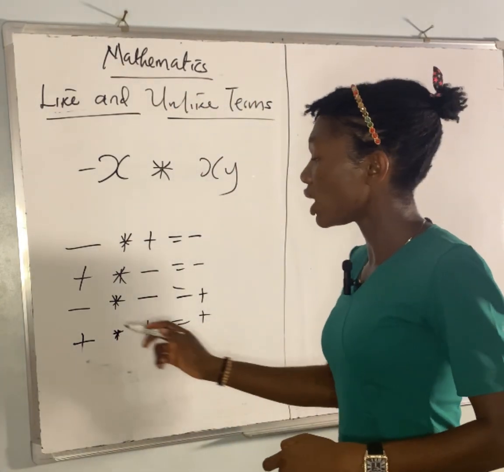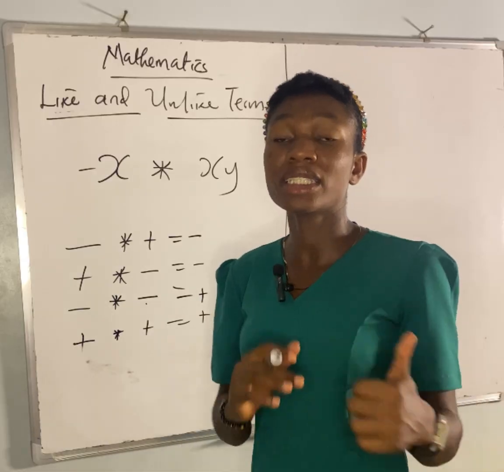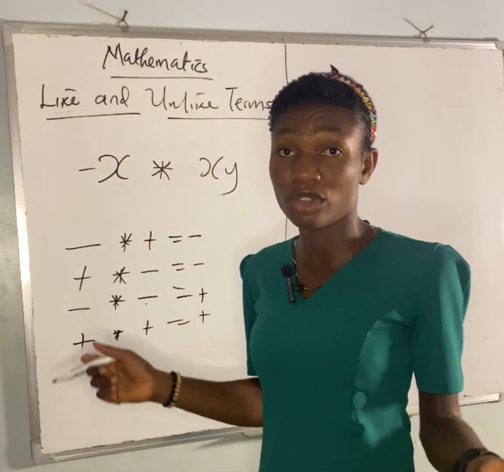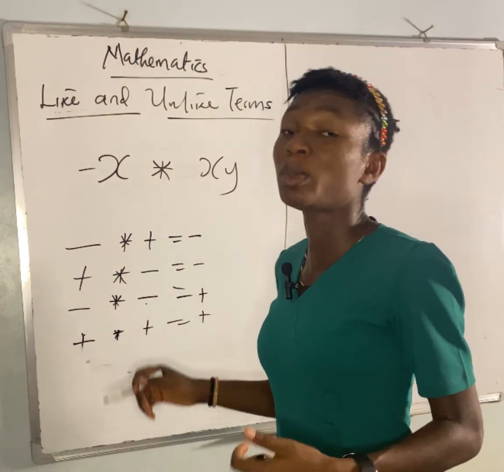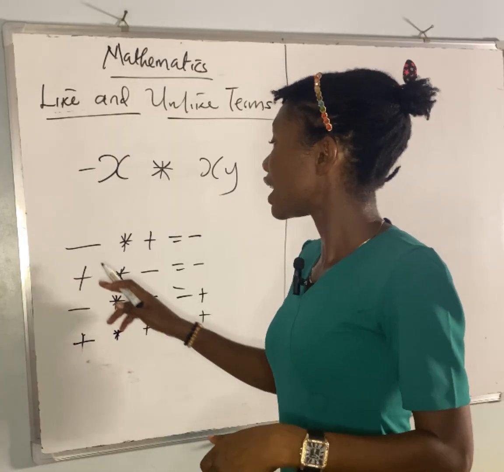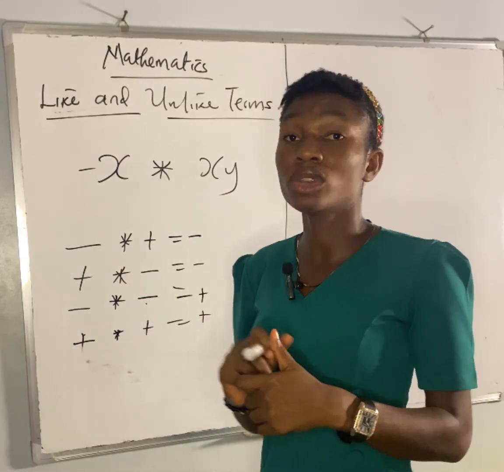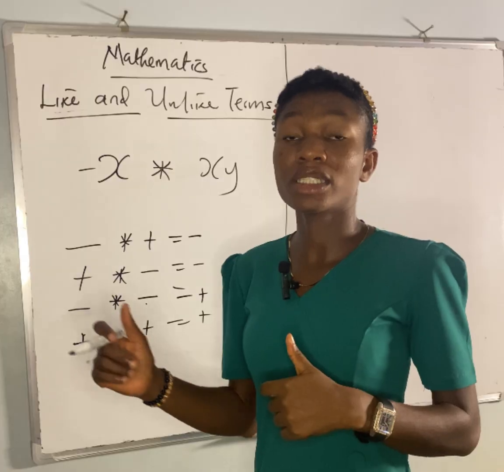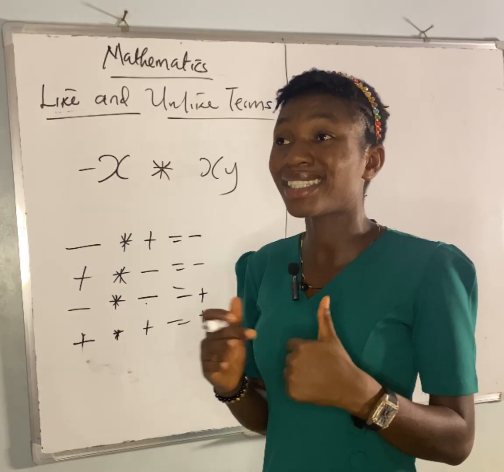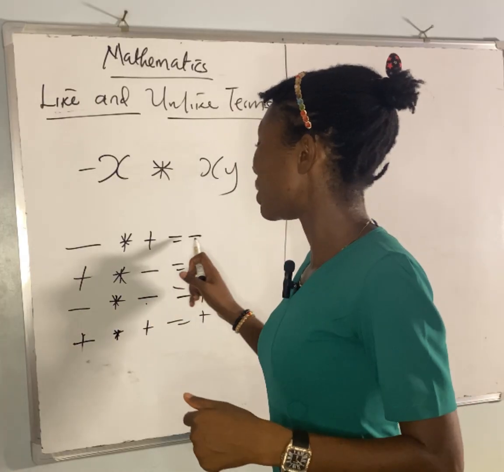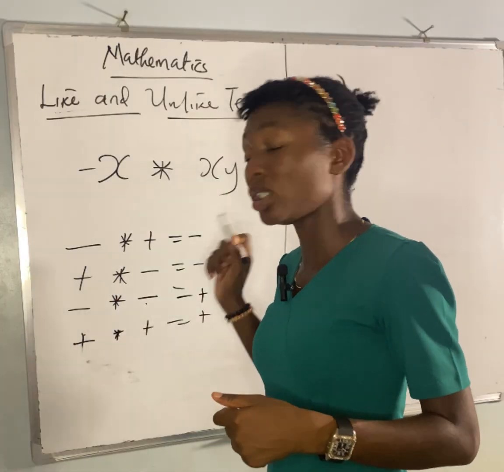So like I said, you have the same variable, negative, negative, multiplying themselves, you have a positive result. Positive, positive, multiplying themselves, you have a positive result. Now, if you have negative multiplying positive, that's two different signs, one is negative, one is positive, you are going to arrive at a negative result. Same thing for the second case.